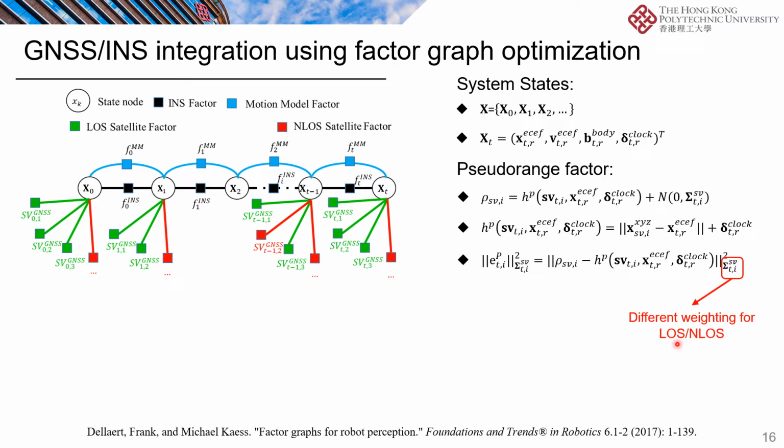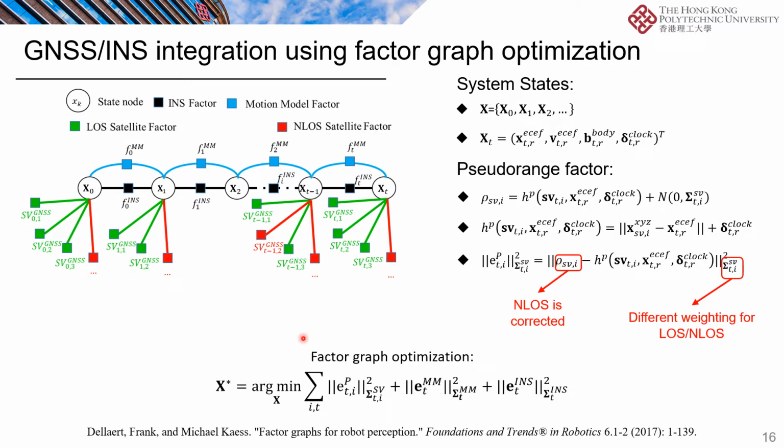Different weightings for LOS and NLOS are provided here, and the correction is provided here. Therefore, we can derive the factor graph optimization function combining the pseudorange factor, the motion model factor, and the IMU factor. This is the motion model factor, here is the IMU factor, here is the LOS factor, here is the NLOS factor. Okay, after we solve this factor graph optimization function, we can get the final state of the receiver.